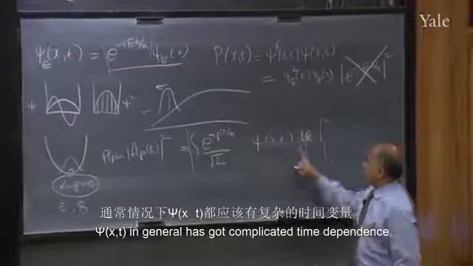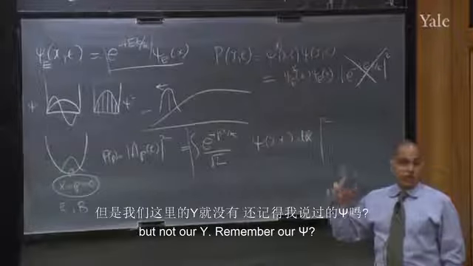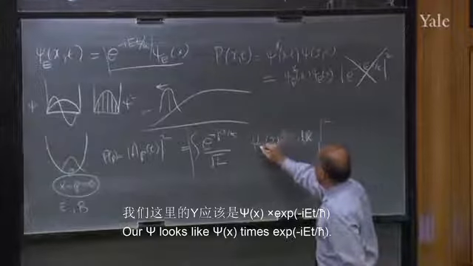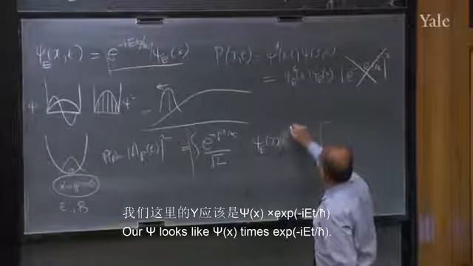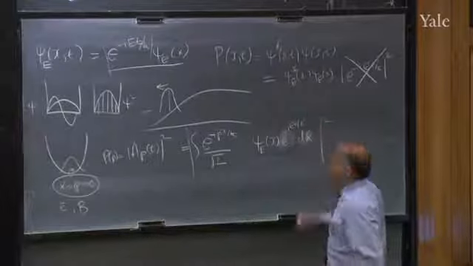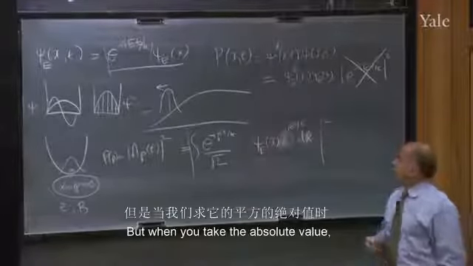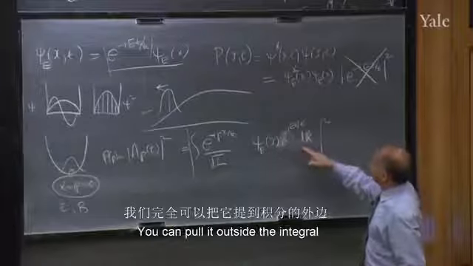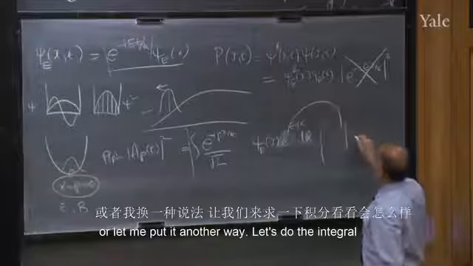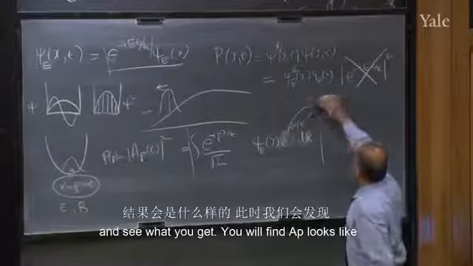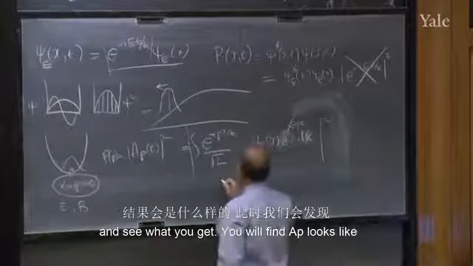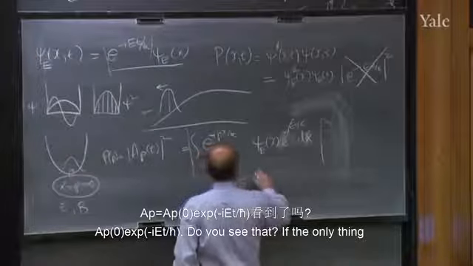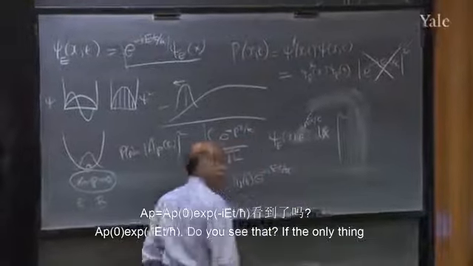Psi of x and t in general has got complicated time dependence, but not our psi. Remember our psi? Our psi looks like psi of x times e to the minus iEt over h bar. But when you take the absolute value, this has nothing to do with x, you can pull it outside the integral. Or let me put it another way. Just do the integral and see what you get. You will find A of p looks like A of p at 0 times e to the minus iEt over h bar. Do you see that?